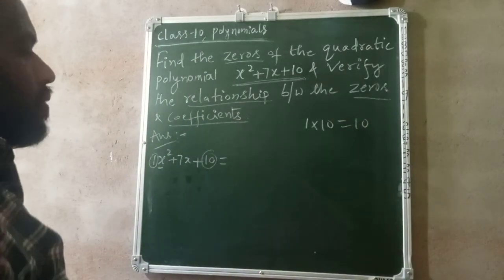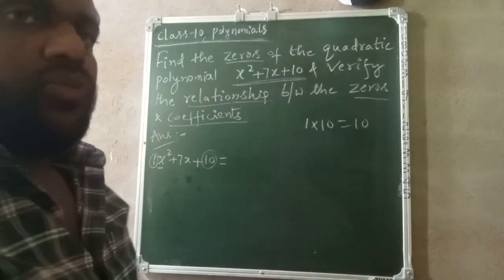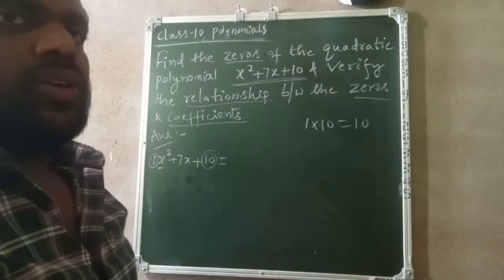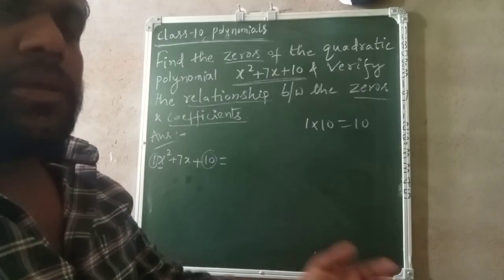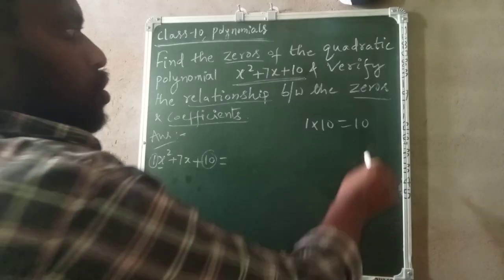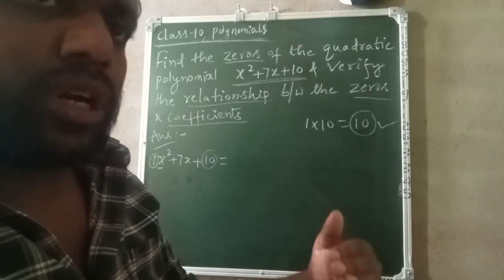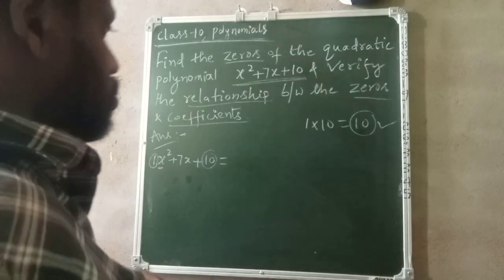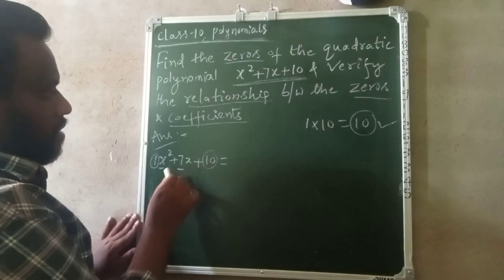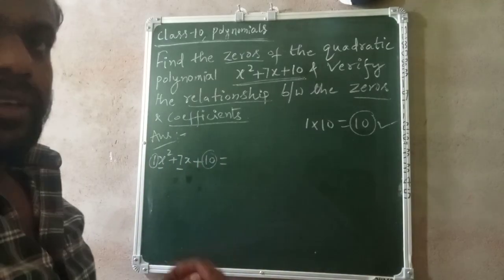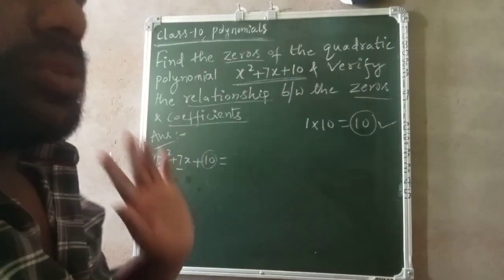Now what we have to do? We have to select two numbers. How do we select? If you multiply those two numbers, you should get this 10. And if you add those two numbers, you should get this 7. 7 means the coefficient of x, that you have to get. So you have to select such numbers.